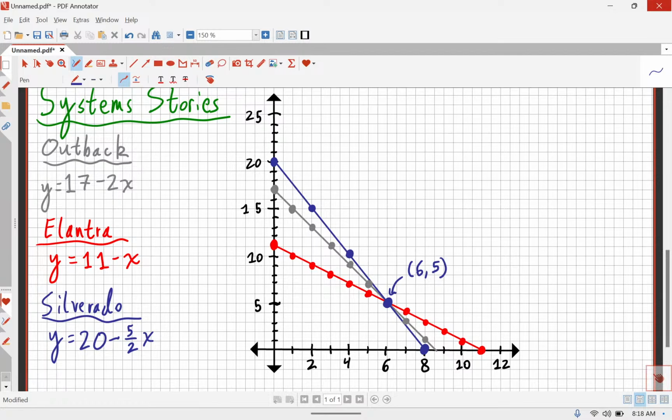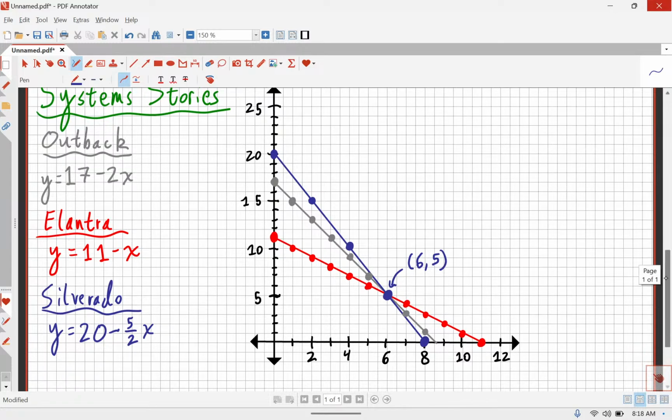A system of equations is a group of equations that we graph together, and the solution to that system of equations is the place where they are all the same at the same time. So for instance, this solution would be 6, 5, because after 6 hours of driving, every single vehicle has 5 gallons of gas. How many of us feel like we've got that just fine? Great, let's do the next one.